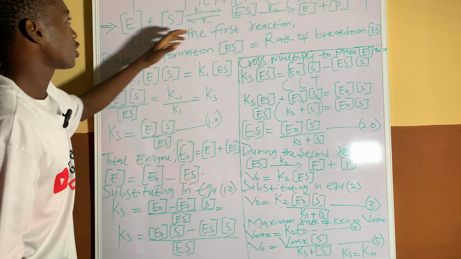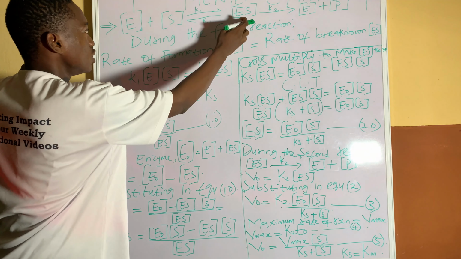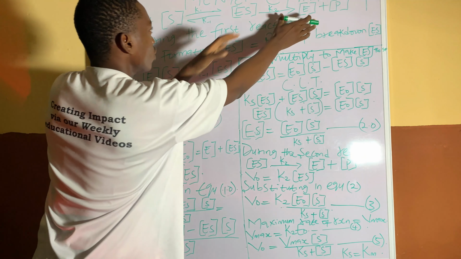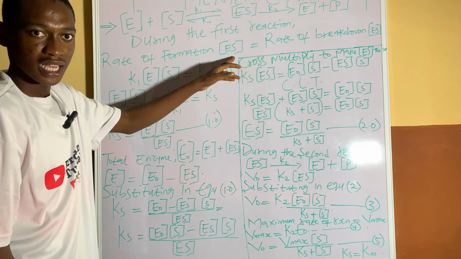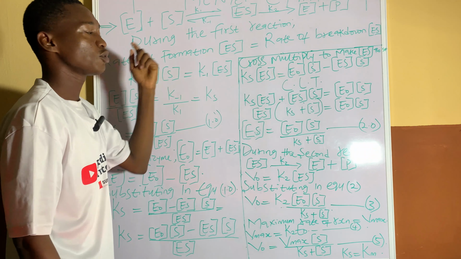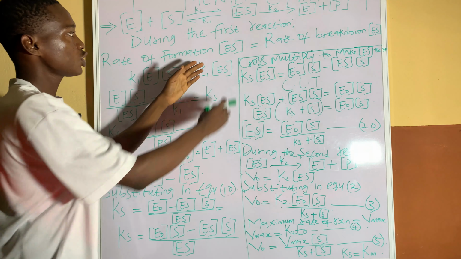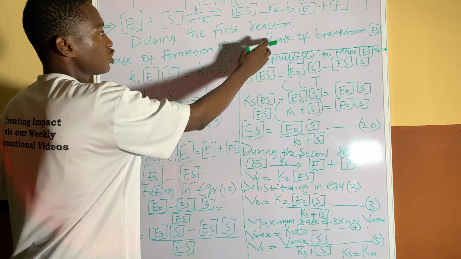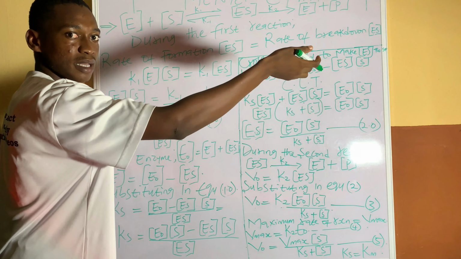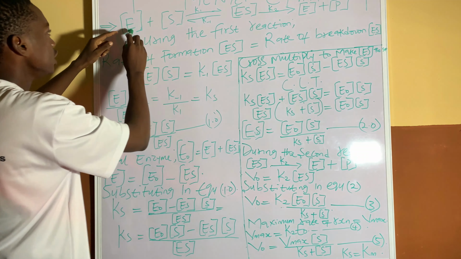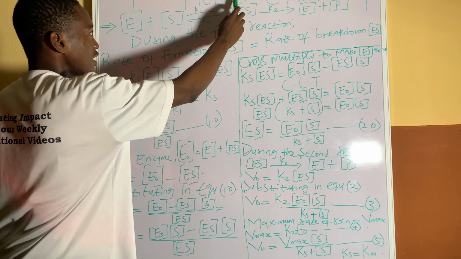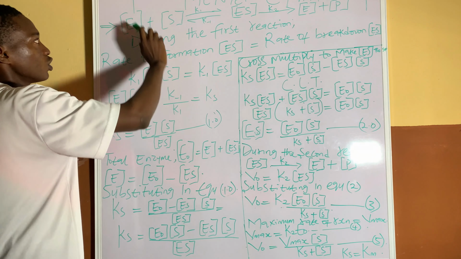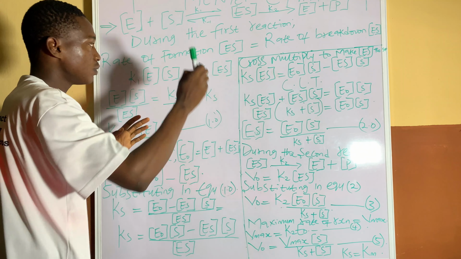Now, during the first reaction, which is this plus this to produce this, is the first reaction. This is the second reaction. During the first reaction, we have the rate of formation of ES. ES, remember, is the enzyme substrate complex. Now, the concentration of enzyme substrate complex is equal to the rate of breakdown. Because E plus S will form ES, and for it to break down, ES will break down to form E and S. I hope that makes sense.